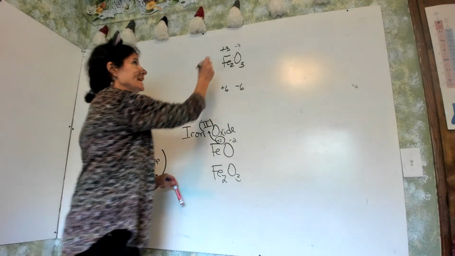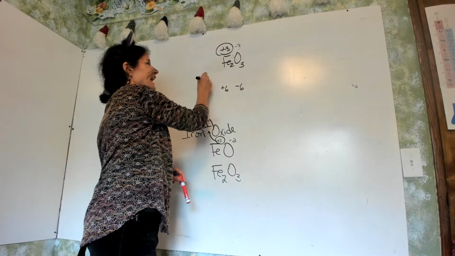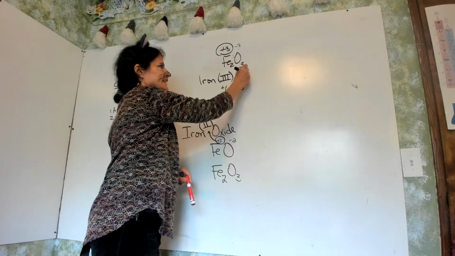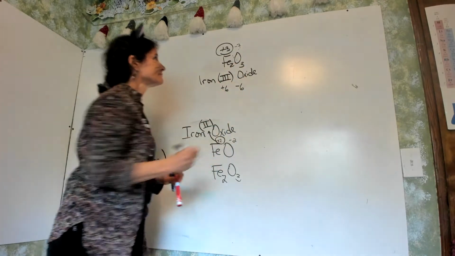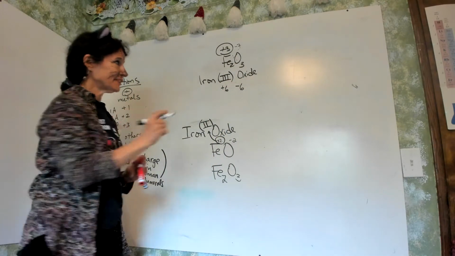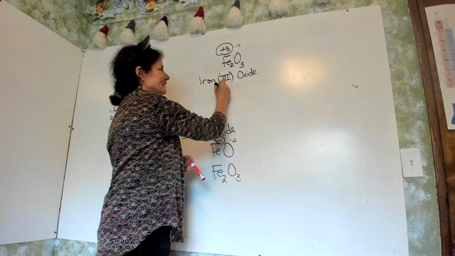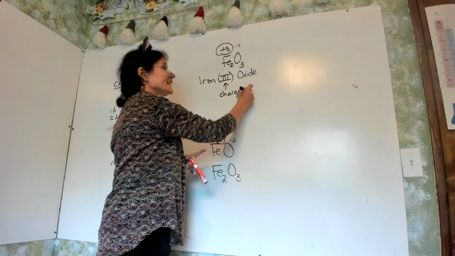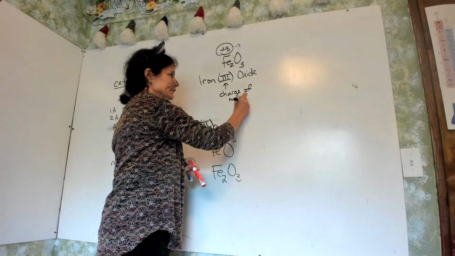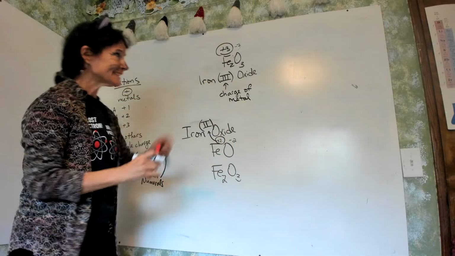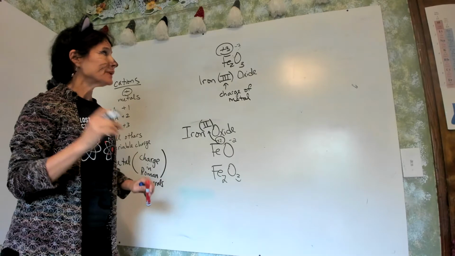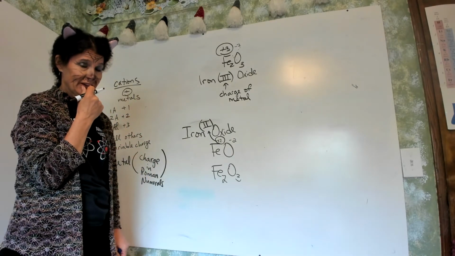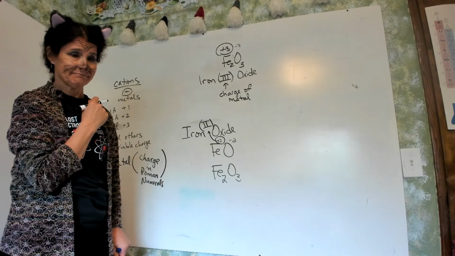So the name is iron 3 oxide. The 3 is the charge of the metal. Of each atom of the metal, not all of it added together, because again, this is just a ratio. So each iron in this compound has a 3 charge. So that used to be ferric oxide. So we're going to do another one.